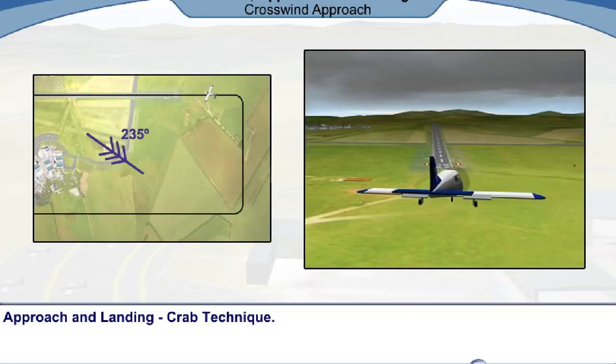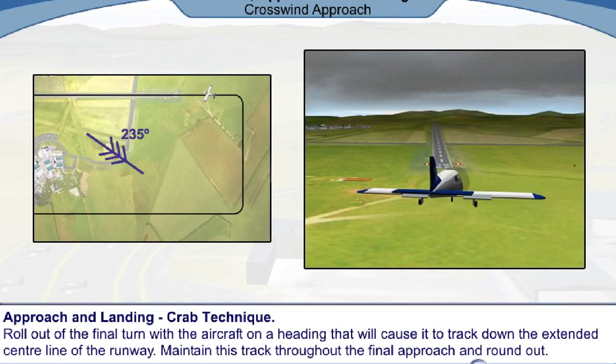But with the crab technique, you roll out of the final turn so that the aircraft is in balanced flight, wings level, on a heading that will cause it to track down the extended centerline of the runway. To do this, you'll have the nose pointing off the runway direction into the wind. Maintain or adjust your heading as appropriate to ensure that the aircraft continues to track down the extended runway centerline throughout the final approach and roundout.